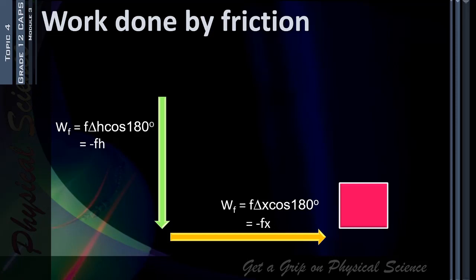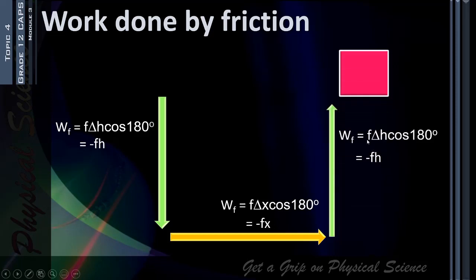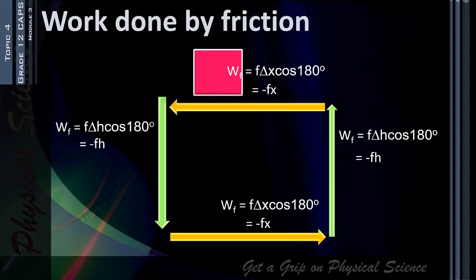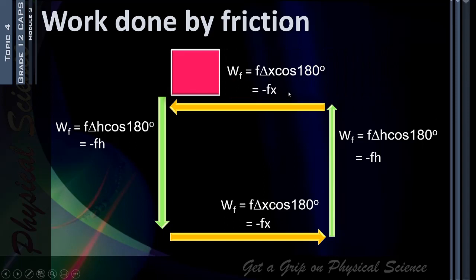So when we push this block back to its original height, the work done by friction will be again negative Fh, because the angle between the frictional force and the displacement of this block will be 180 degrees again. So when we push this block back to its starting position against the wall, the work done by friction will again be negative Fx. So the total work done by friction in our example where we move this block against the wall will be negative Fh plus a negative Fx plus another negative Fh and another negative Fx. So the total work done by friction will depend here on the h displacement, but also on the x displacement of this block against the wall.